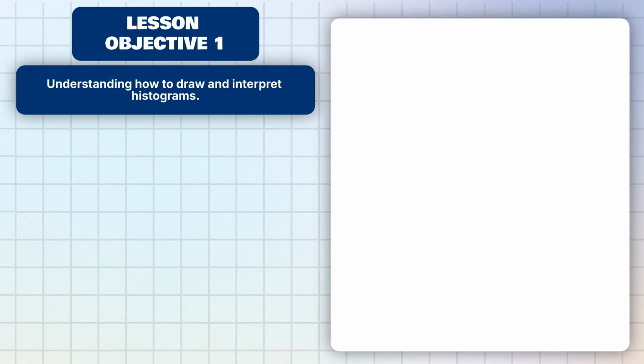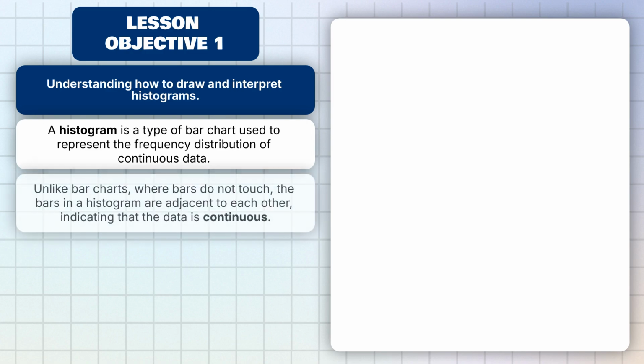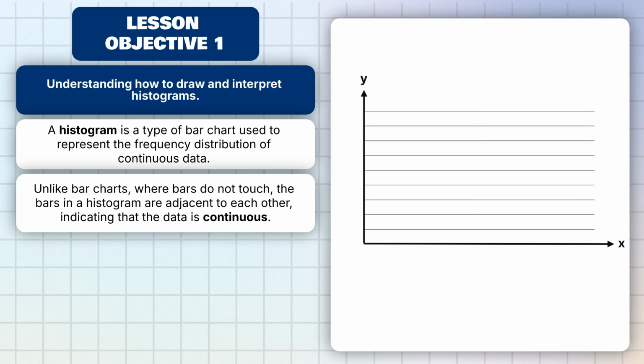Let's dive into the main concepts of this lesson, how to draw and interpret histograms and pie charts. A histogram is a type of bar chart used to represent the frequency distribution of continuous data. Unlike bar charts, where bars do not touch, the bars in a histogram are adjacent to each other, indicating that the data is continuous. To draw a histogram, start by setting up the axes.